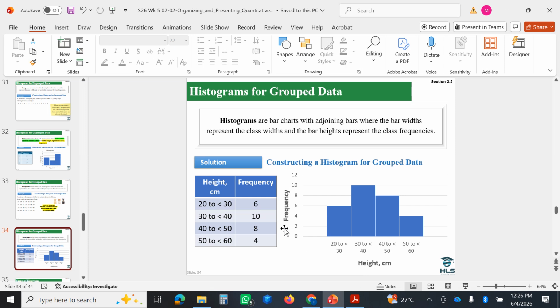Please make sure that everything is fully labeled. You should have a title too. Everything. And if you're dealing with height, you need to tell me, is it meters or centimeters? So there are your bins. First bin is 6. Next bin is 10. And you can see here now the data is singing. It's telling us what's going on.